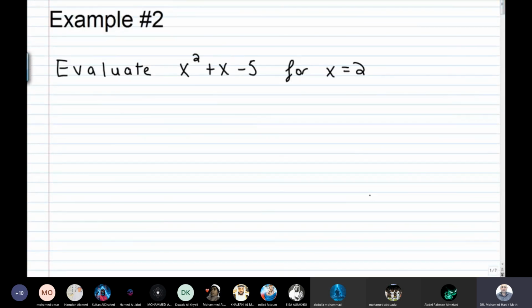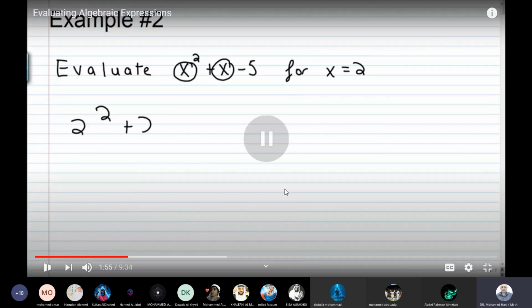For example 2, we want to evaluate x squared plus x minus 5 for x equals 2. Again, I just want to plug in a 2 for each occurrence of x. I have an x here and here. So what I'm going to have is 2 squared plus 2.